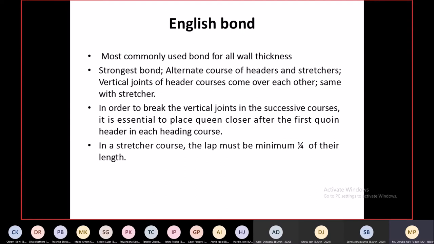Now this one is the third type of brick bond. This is called the English bond. It is the most commonly used bond for all wall thicknesses. It is the strongest bond, with alternate courses of headers and stretchers. Vertical joints of header courses come over each other, same with stretchers. In order to break the vertical joints in the successive courses, it is essential to place a queen closer after the first quoin header in each heading course. In a stretcher course, the lap must be a minimum of 1 foot of the length. So these are some basic techniques to construct English bond, right?